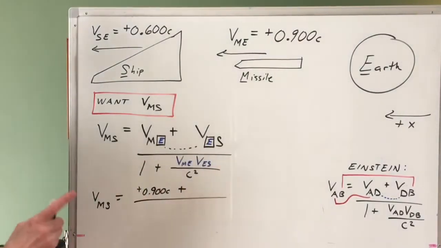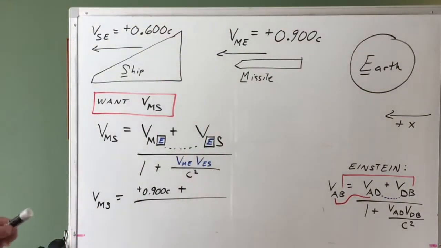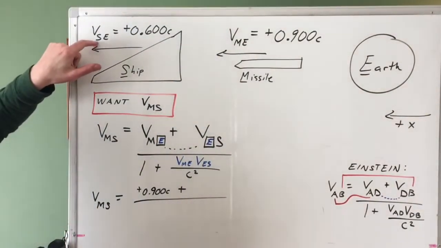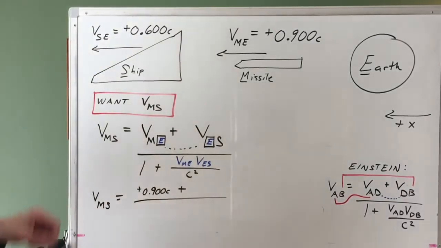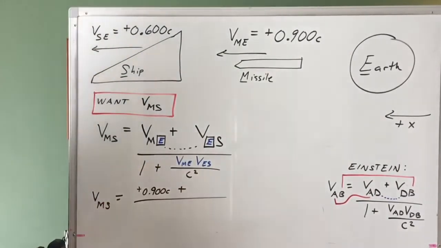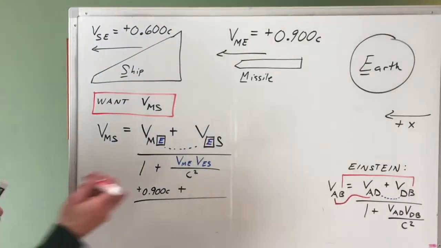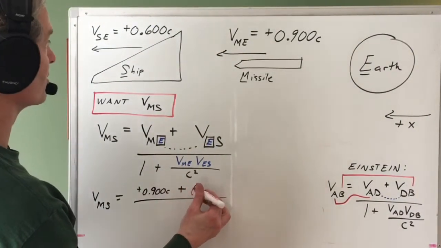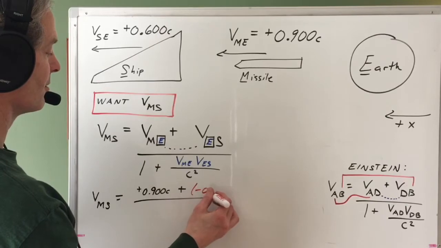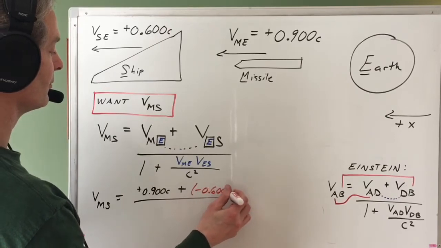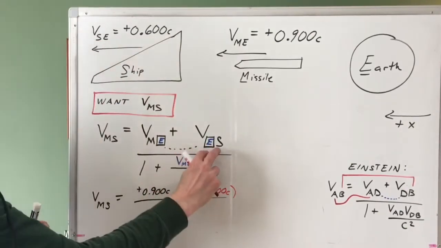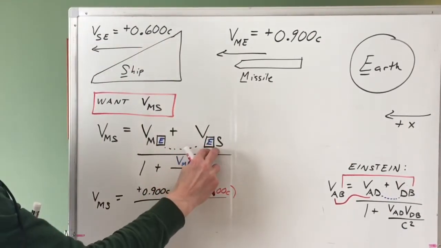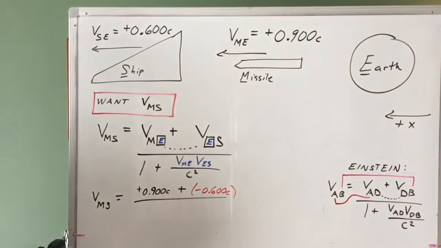Then the velocity of the Earth relative to the ship. Well, I don't have that. I have the velocity of the ship relative to the Earth. That's positive 0.600 c. What I want is the velocity of the Earth relative to the ship. That's going to be negative 0.600 c. All right, so this and this, the subscripts are switched, so this is going to be the negative of that. And that's what I've got there. That's why I put it in red.